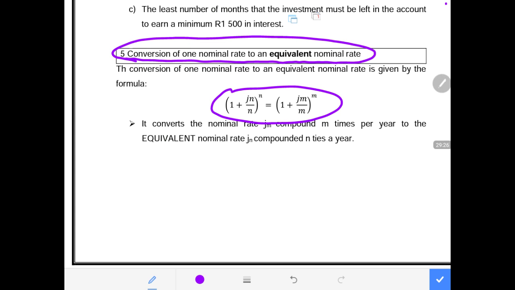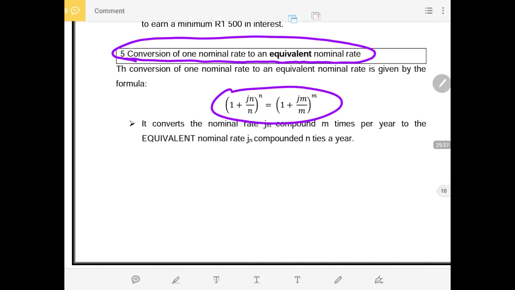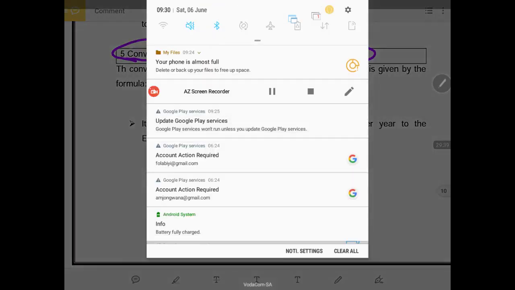And remember, previously we converted nominal into effective. Know that calculation, and also please know this calculation, because both of them are distinct and they are part of your exams. Thank you very much.